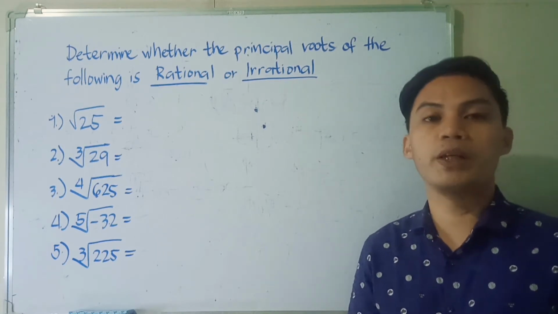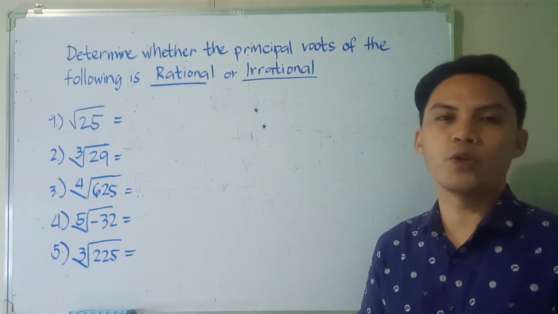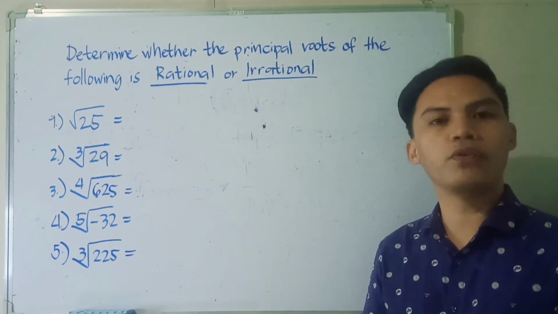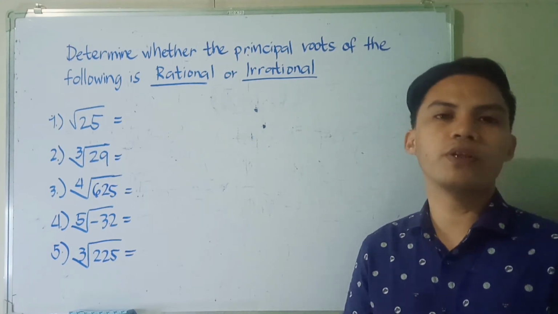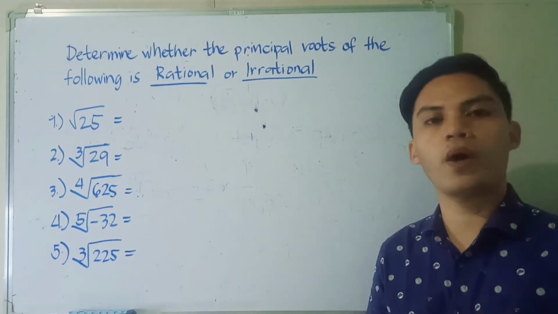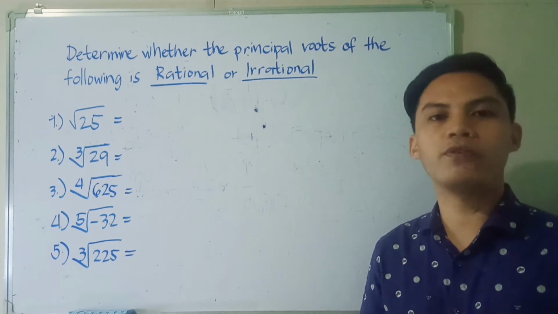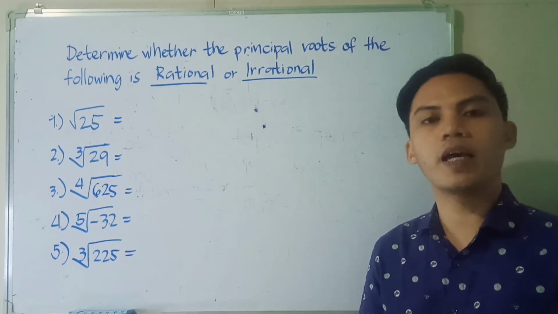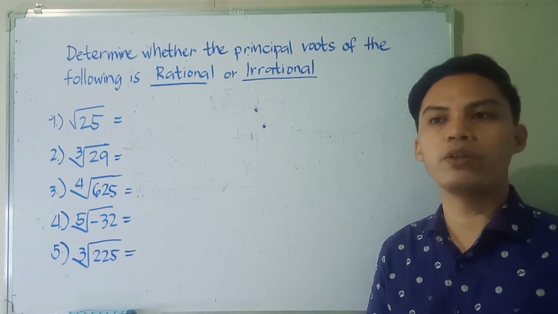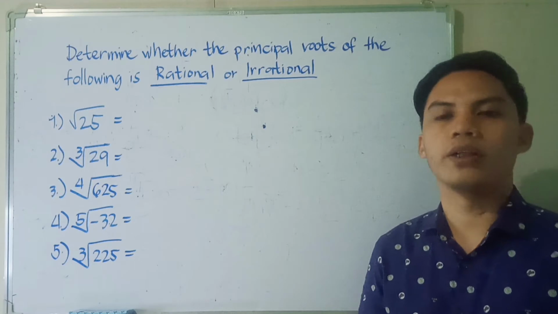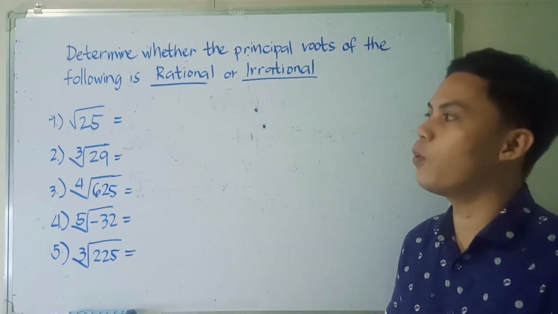So ano ba yung ibig sabihin ng perfect nth power? Pag sinabi natin perfect nth power, let us say the square root of 36. So square root of 36 is a perfect nth power kasi siya ay perfect square, in which yung principal root niya is 6. While square root of 13 is not a perfect nth power kasi yung radicand na 13 is not a perfect square. Okay, so let's have example number 1.